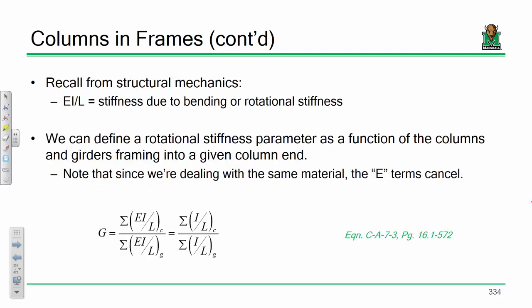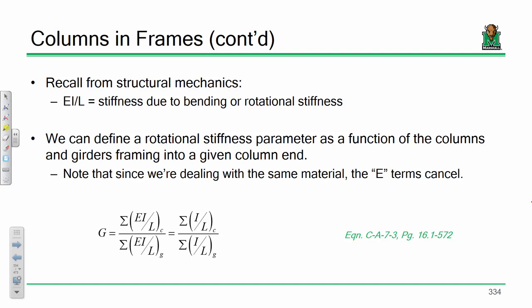Now here's the thing. The math that is required to actually determine what K is pretty nasty. Okay? We start off by determining what's called a rotational stiffness parameter. Now in structural analysis, you all remember that EI over L was kind of an important term to determine how strong a beam was. Remember, the bigger the EI was, the less it would deflect, right? Remember that? So the bigger the EI over L is, the stiffer the element is.